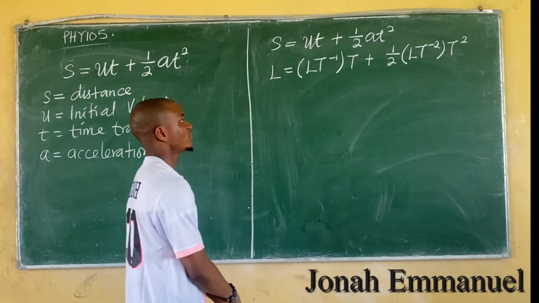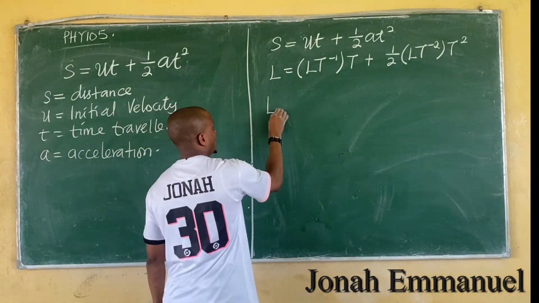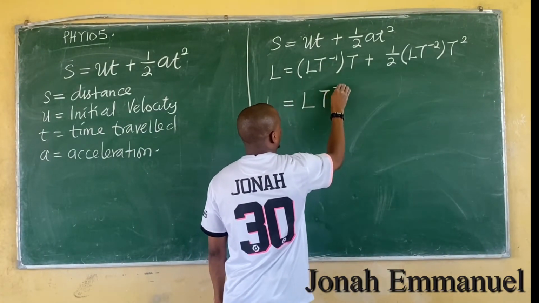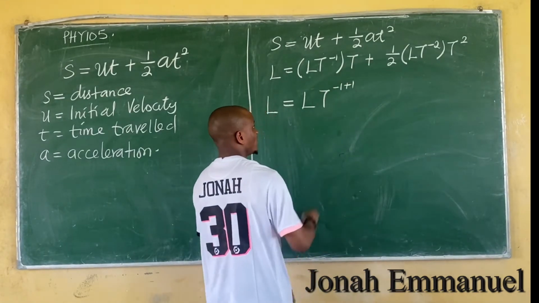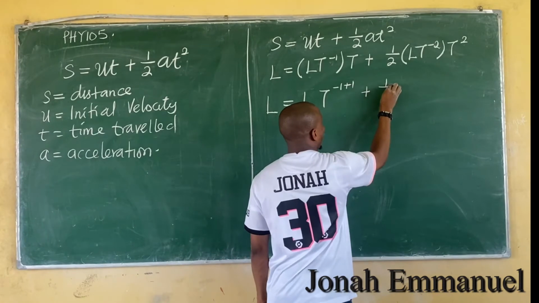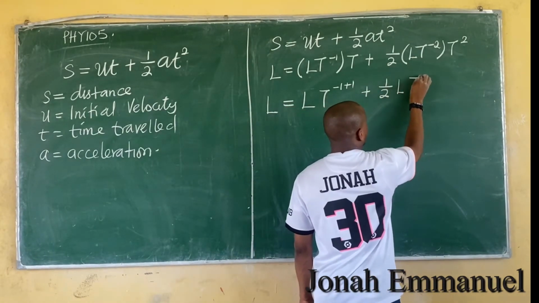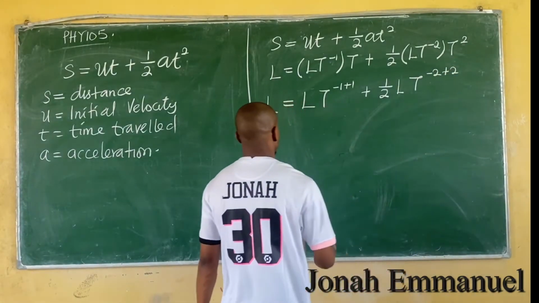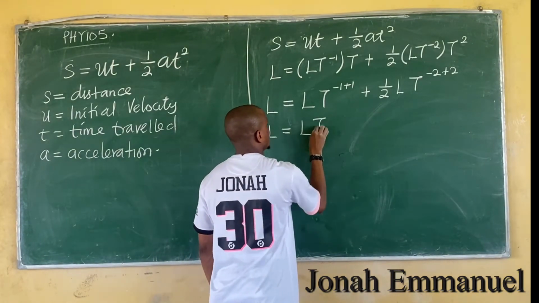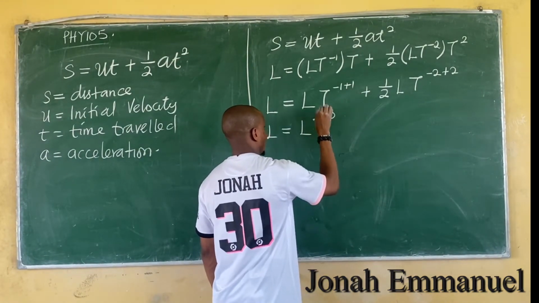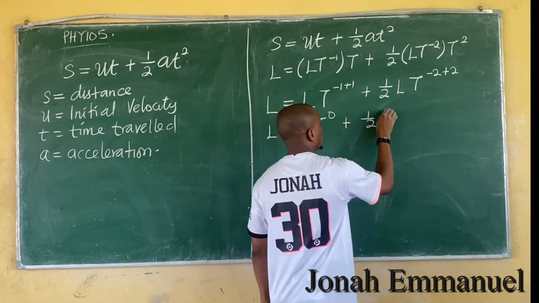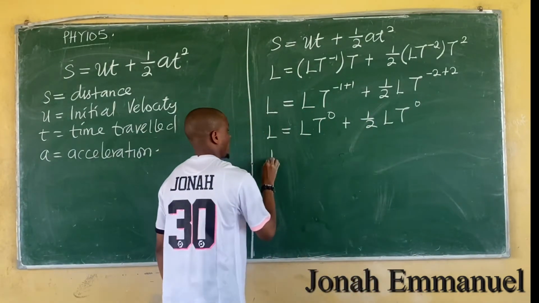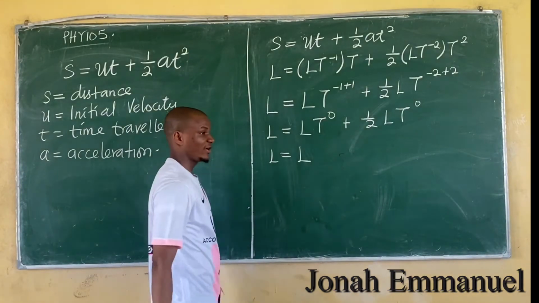So I have this. L is equal to L t to the power minus 1, times t to the power 1, plus half into L t to the power minus 2, times t squared. Minus 1 plus 1 gives 0, and minus 2 plus 2 gives 0. So L is equal to L t to the power 0.